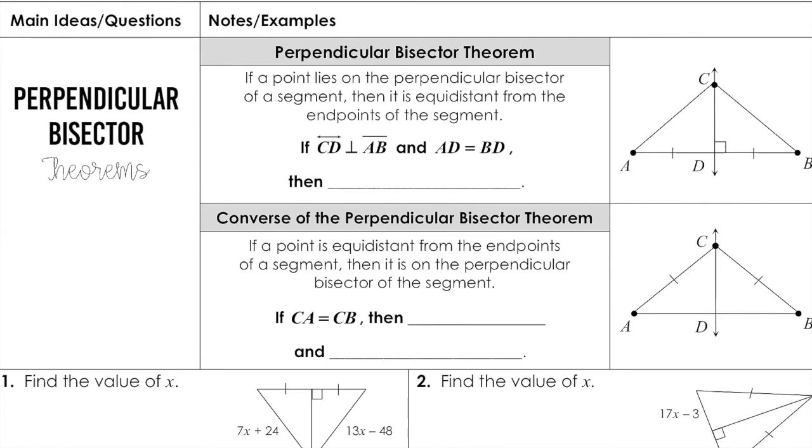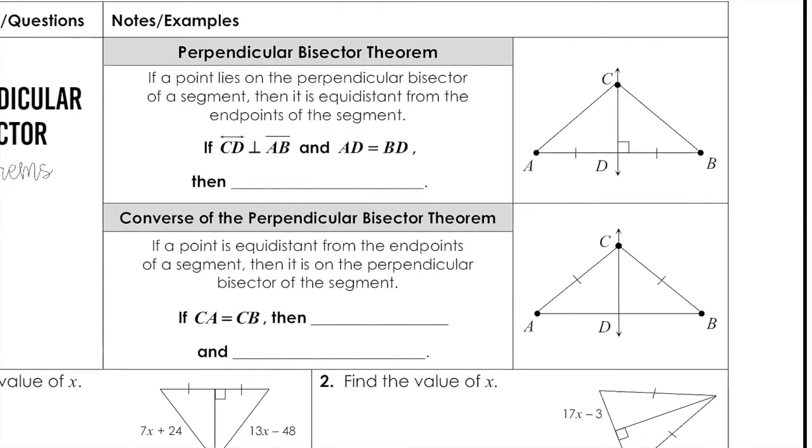So if CD is perpendicular to AB, and AD is equal to BD, so our lines are perpendicular. How do we know they're perpendicular? It gives us the right angle. How do we know AD is equal to BD? But why? How do we know it's a bisector? Yeah, the two are congruent.